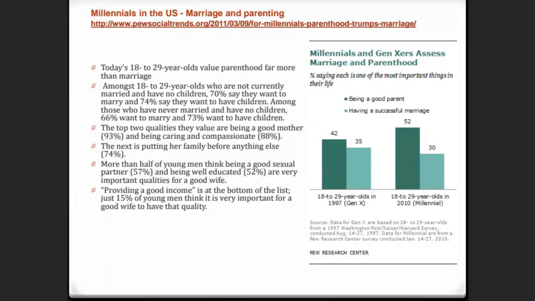Among 18 to 29 year olds who are not currently married and have no children, 70% say they want to marry, and 74% say they want to have children. Among those who have never married and have no children, 66% want to marry, and 73% want to have children. So marriage and children is an emphasis also.